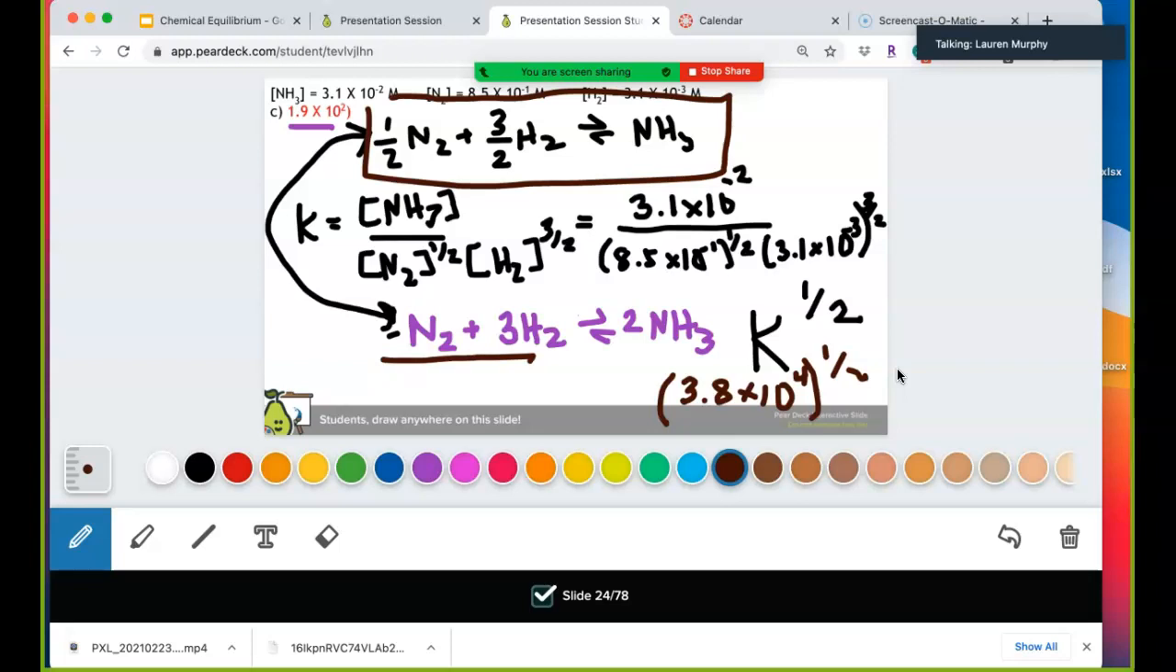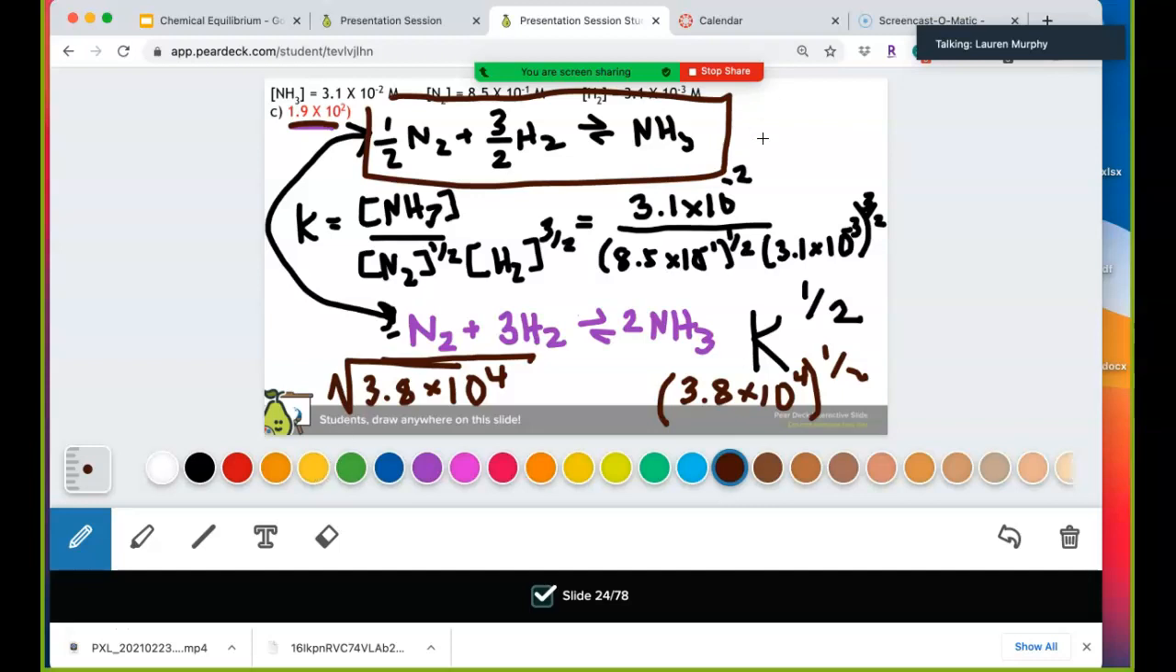Now, here's something that's interesting. Math without a calculator. Raising something to the 1/2 power is the same thing as square rooting it. So in essence, you're square rooting 3.8 times 10 to the 4th. And believe it or not, you can do this without a calculator. You have the coefficient and you have the exponent. 3.8 divided by 2 is 1.9, and 4 divided by 2 is 2. There it is, 1.9 times 10 to the 2nd. Yes, you are supposed to be able to do this without a calculator eventually.